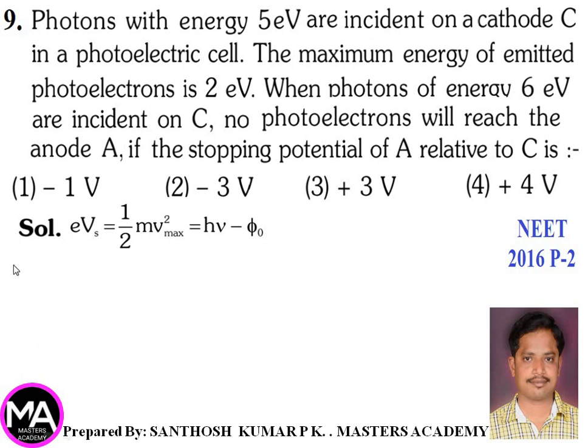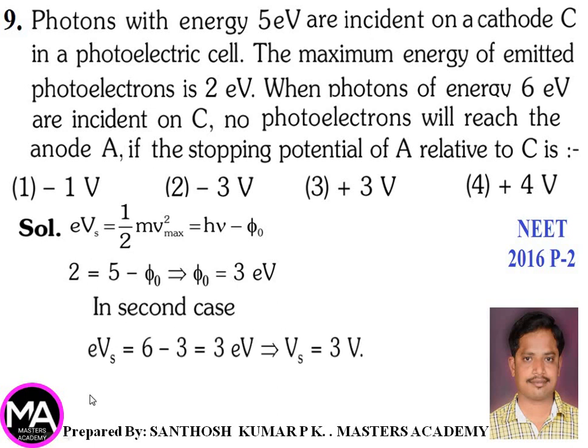Solution. We know that the maximum kinetic energy is given by eVs, that is eV0 or eVs, which is equal to half mv square, which is equal to h nu minus phi naught. Now, in the first case, the maximum energy emitted is 2, equal to the photon energy 5 minus phi naught, where phi naught, the work function, is 5 minus 2, which is 3 electron volt.